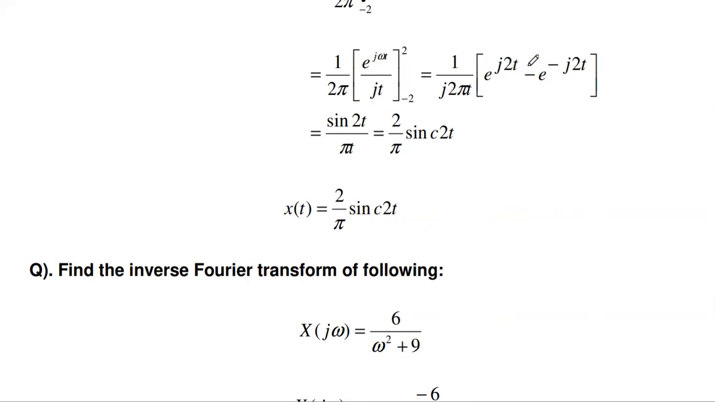So e power j 2t minus, we have to substitute the lower limit, e power minus j 2t. Then here you see the structure, this 2j, e power j 2t minus e power minus j 2t divided by 2j. It can be written as sine 2t. Already you know the formula, e power j theta minus e power minus j theta divided by 2j is sine theta.